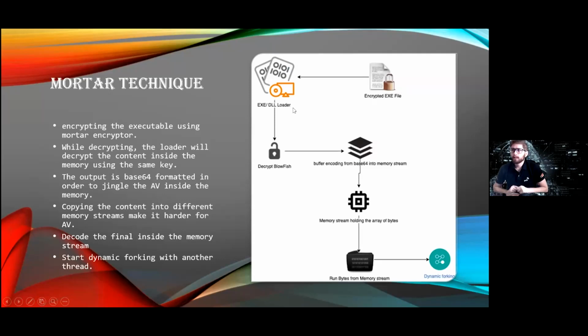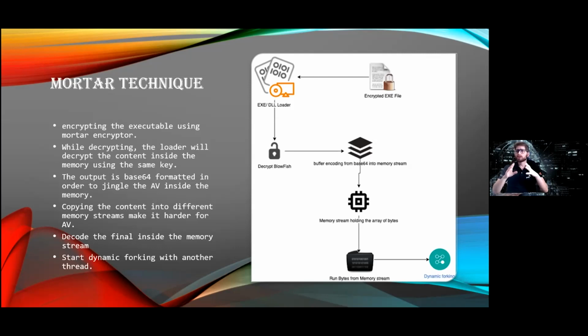So technically, let's go deeper into the technique and what's happening, starting from the encryption until starting the dynamic forking process. As I said, in the tool I have done two parts, the encryptor and the decryptor. The encryptor can also be customized in any language. You can even put it in a web service and do your encryption. It becomes very easy to use.